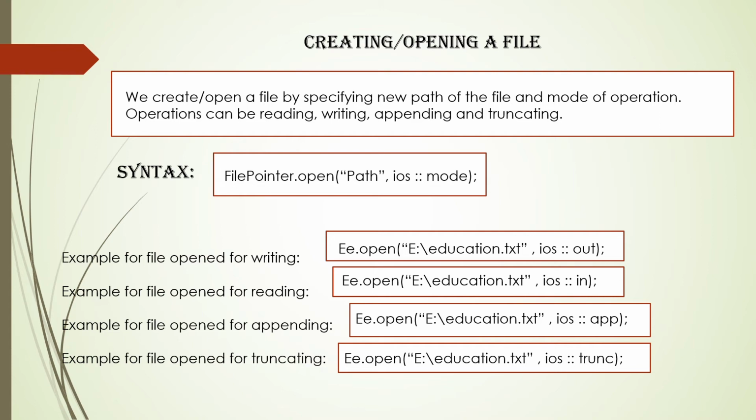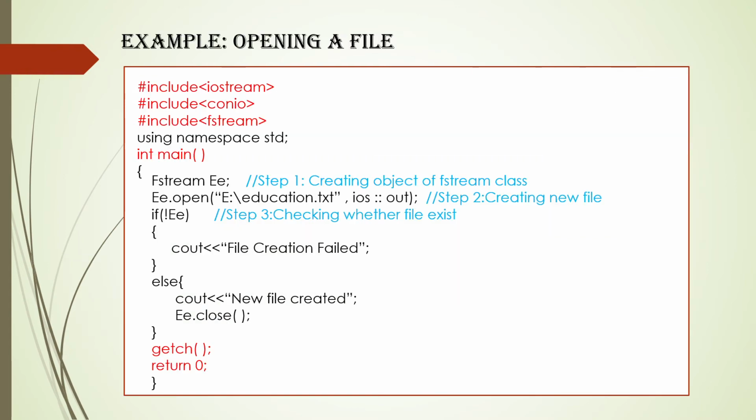In all these, EE is the file pointer. Let's see one code for better understanding. In this sample program, we are simply creating one file. I have included the fstream header file, and in the main section, I have created an object of the fstream class, that is file pointer EE.